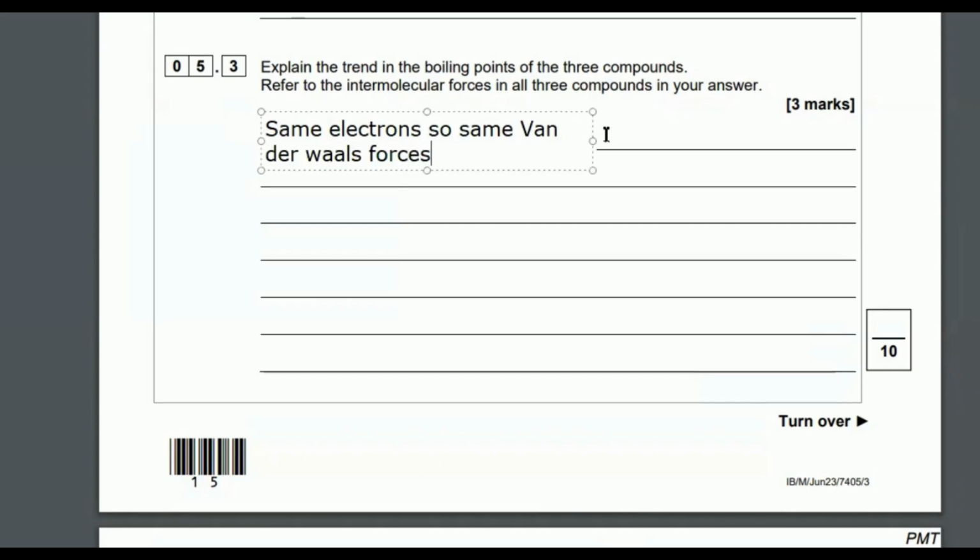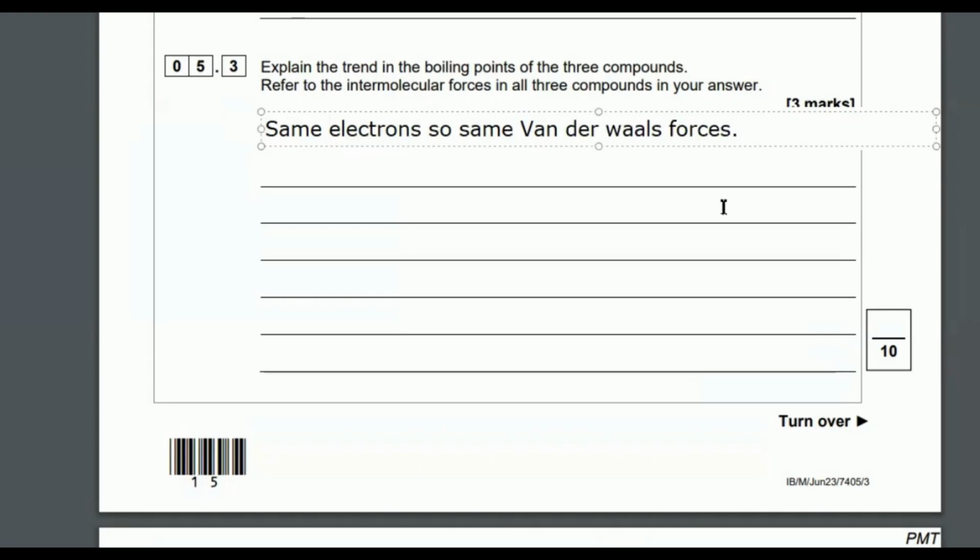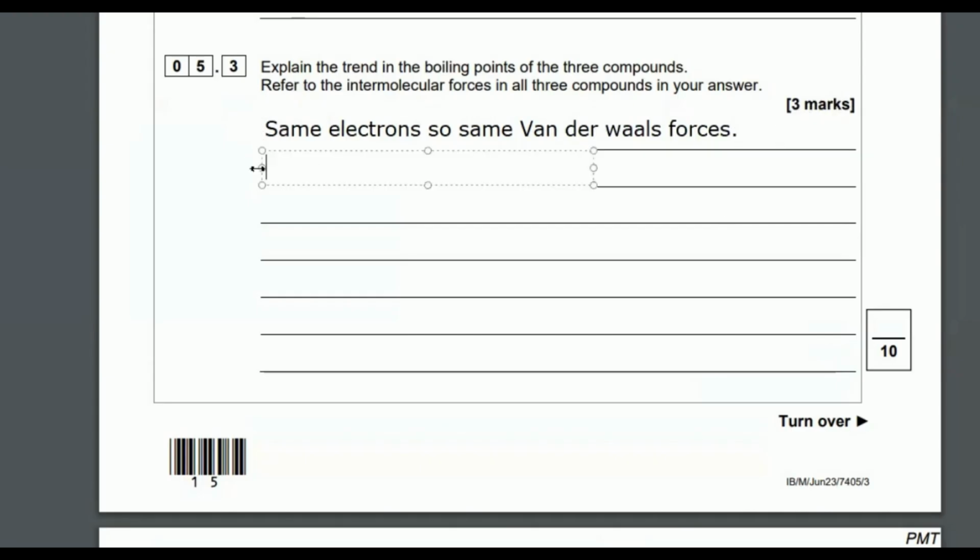I guess they say explain the trend, and this doesn't play a part in the trend because they've all got the same van der Waals forces in all molecules. So they don't give you a mark for that. I thought I'd just explain that's the relevance of the electrons. Don't talk about van der Waals forces and the size of them because they've just told you they've all got the same electrons. So they're kind of leading us away from talking about that.